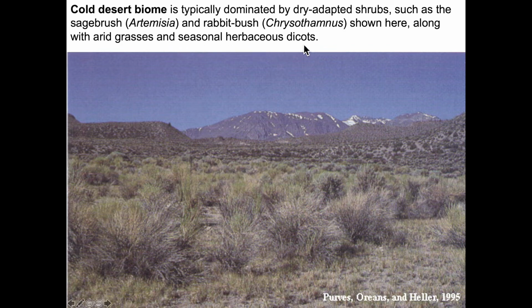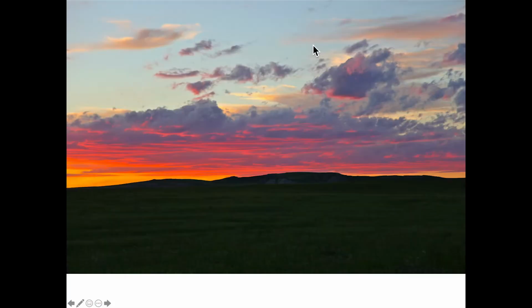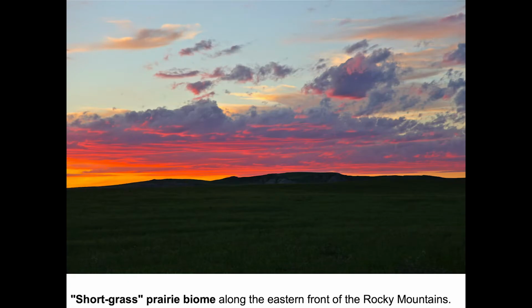It refers to early leaf formation. This is a short grass prairie biome along the eastern front of the Rocky Mountains. This picture was taken in South Dakota a couple years ago as the sun was going down. So unfortunately you can't see the deep, lush green grasses here of the short grass prairie biome.